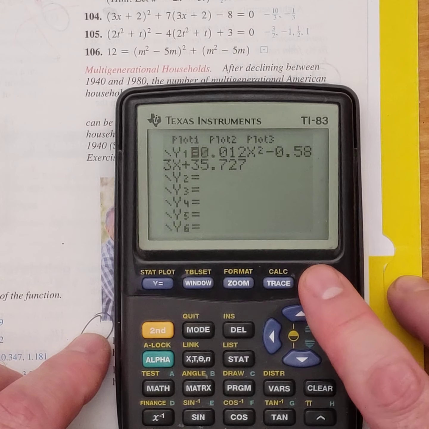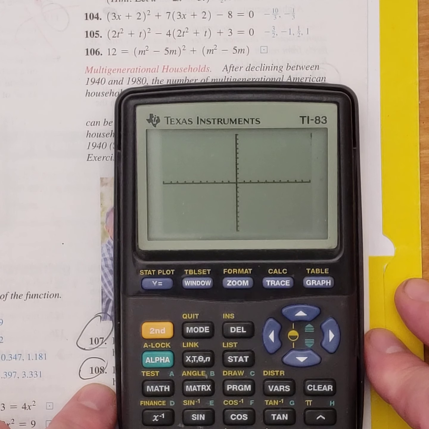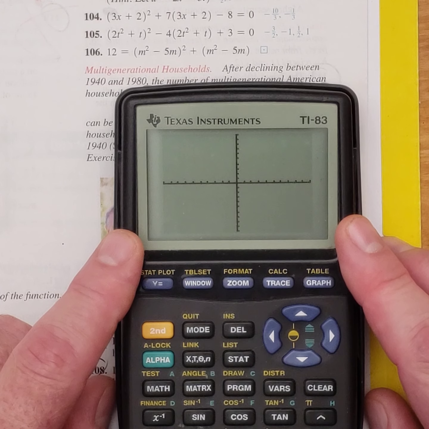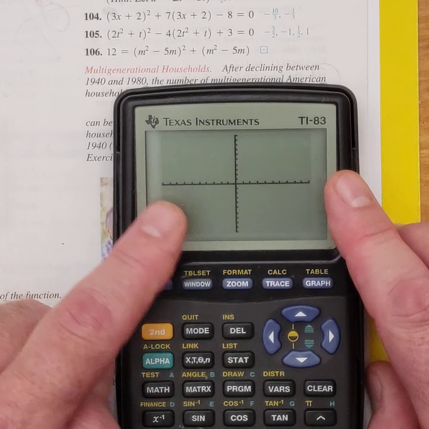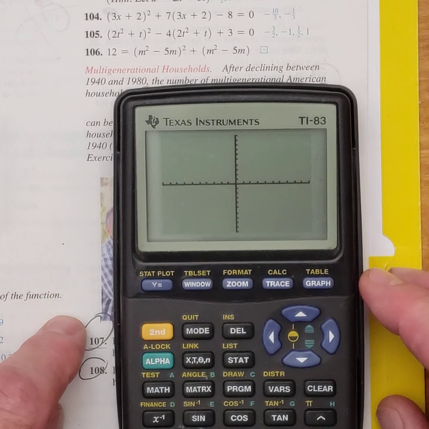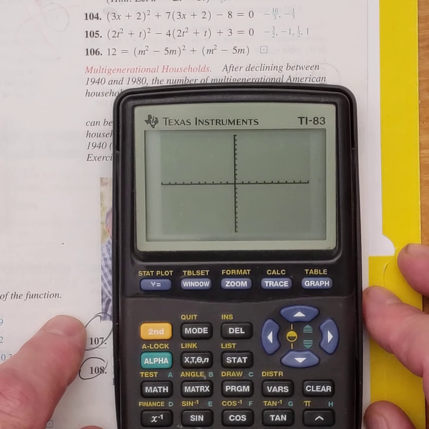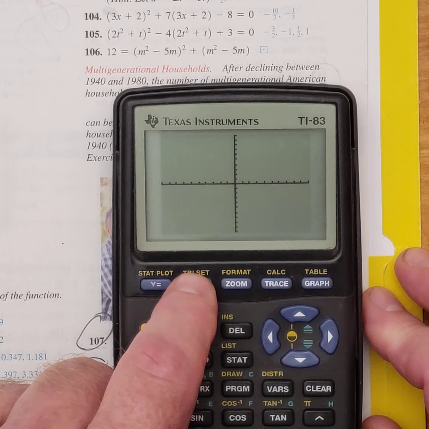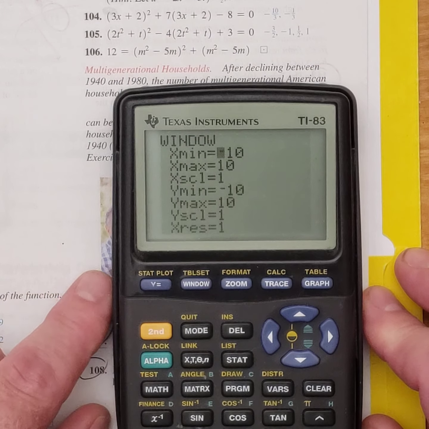And then we're going to go to the graph screen. If we're in our standard window, we don't see anything because our window is set up to go from negative 10 to positive 10 on the x-axis, and the same thing, negative 10 to positive 10 on the y-axis. And our numbers in this function aren't going to be between negative 10 and positive 10. So what we need to do is set up our window to show us the part of the graph that is actually relevant. Okay, so hit your window key.